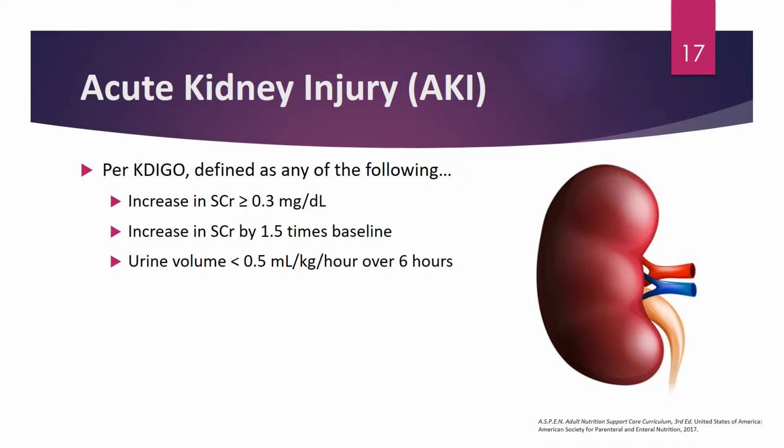Also, if they have a urine output of less than 0.5 mils per kilo per hour over at least 6 hours, that is also designated as potential AKI. If they have less than 0.5 mils per kilo per hour and are still producing some urine, but still below that threshold, that can be considered oliguria. And if they have no urine output, that is considered anuria.